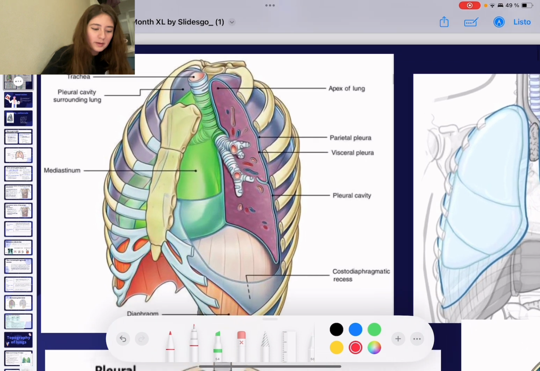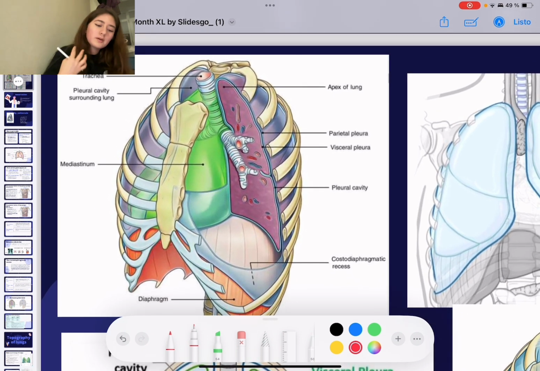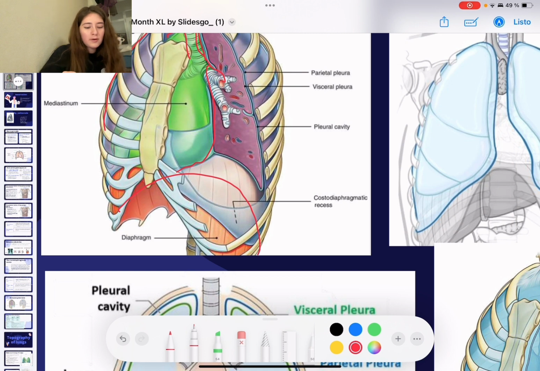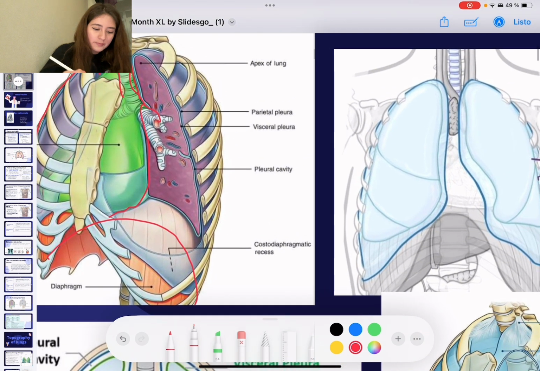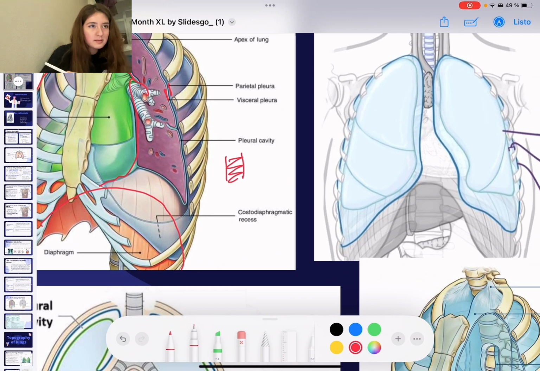So we have here more pictures. We have the trachea, we have the mediastinum, we have the diaphragm. It separates on the right side the liver, and on the left side the spleen and the stomach. We have the parietal pleura outermost, visceral pleura innermost, the pleural cavity between both of them, and the recesses that I was talking about. There's the first one called costodiaphragmatic recess.